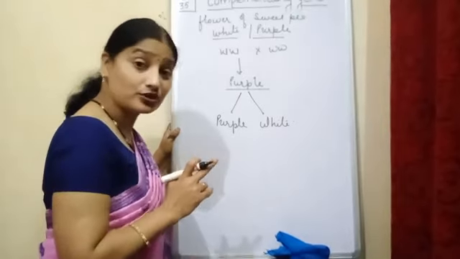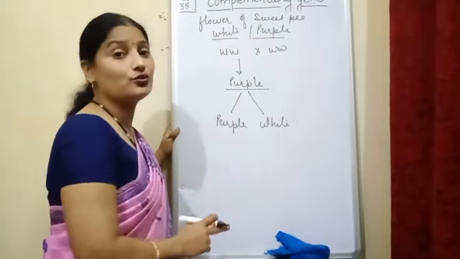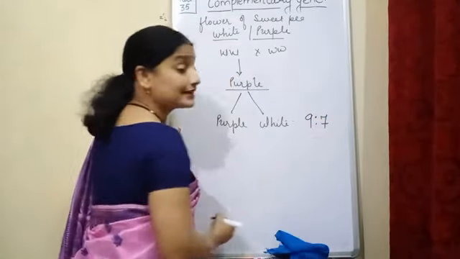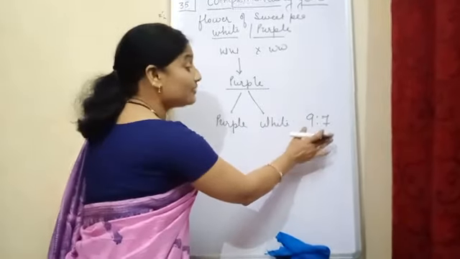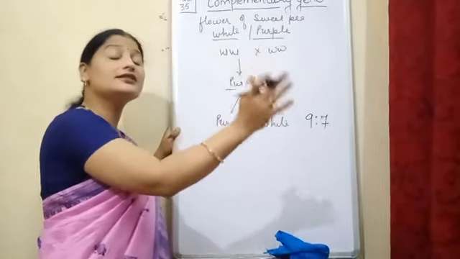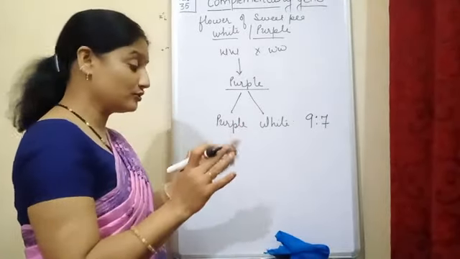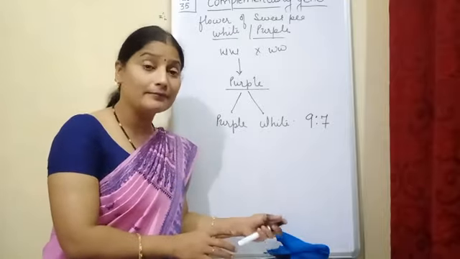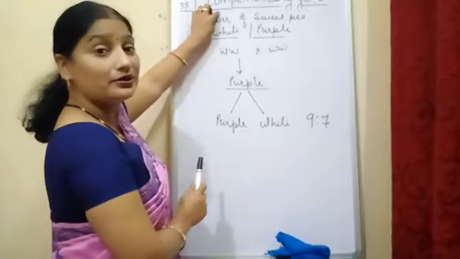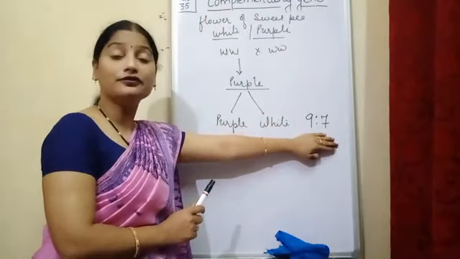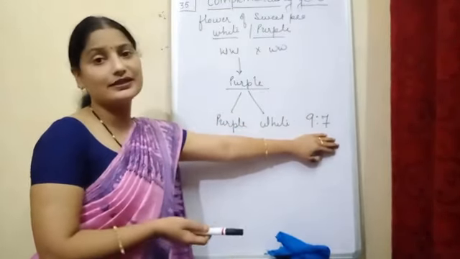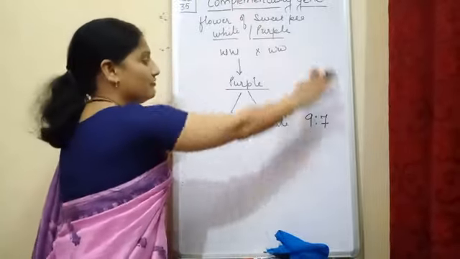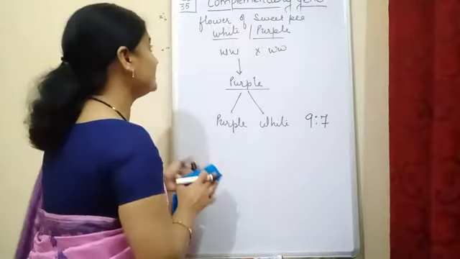That is, the ratio was not 9:3:3:1. But here the ratio was 9:7. So this is the modification of Mendel's law. In case of Mendel's law, we got the result of 9:3:3:1. But in case of complementary gene, we got the result of 9:7. So we can say that it is a modification of Mendel's law. Now, how everything is done, let's see this.